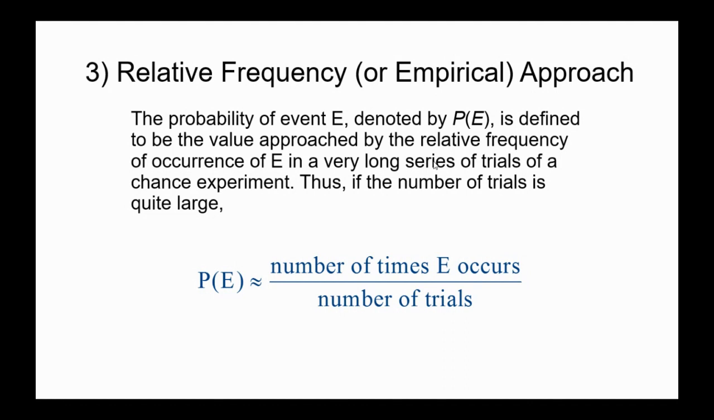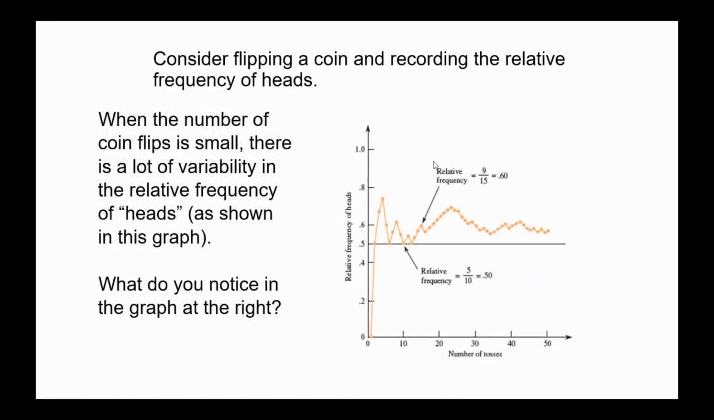Okay, so for these next two graphs, we're going to use that coin example that I just talked about. Let's say we flip a coin and we record the relative frequency of getting heads. When the number of coin flips is small, notice how much variability there is in our graph. It skyrockets and then falls, and then it's just zigzagging all over the place. It almost looks like a stock market chart. There's a lot of variability in the relative frequency of heads, as shown in the graph.